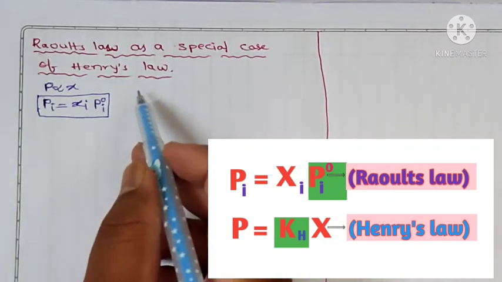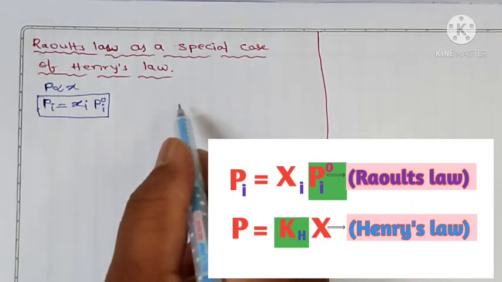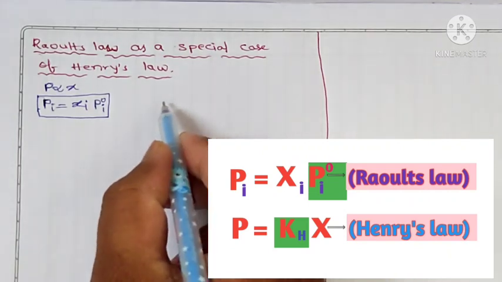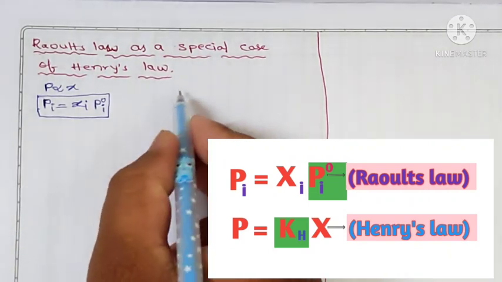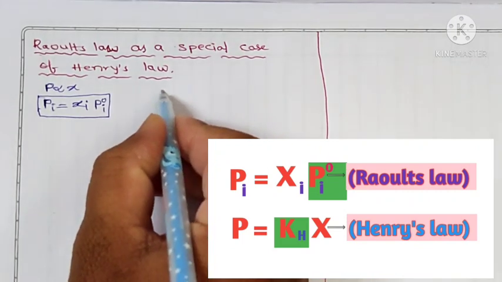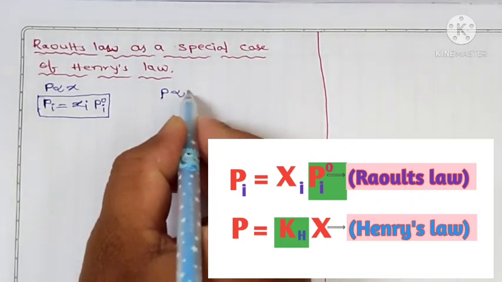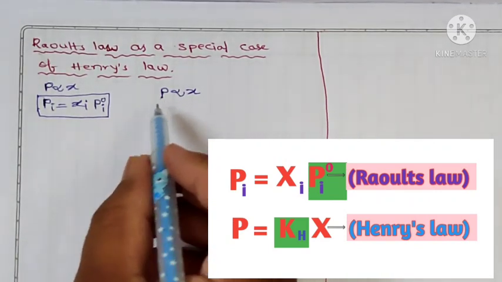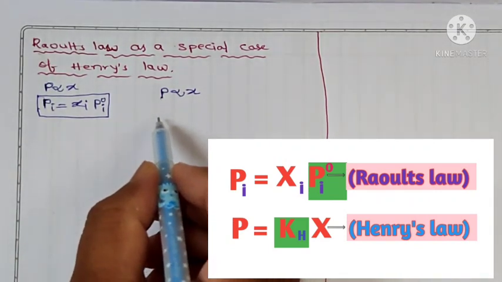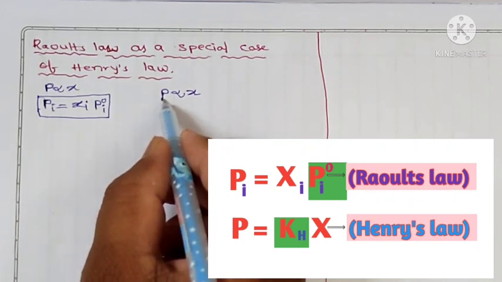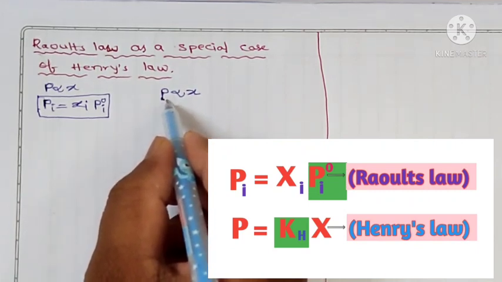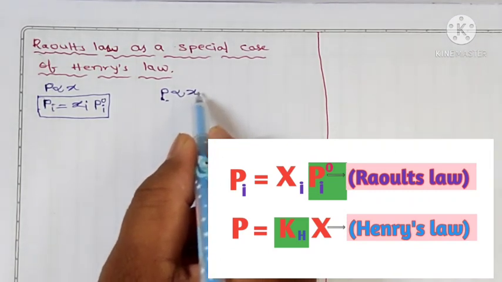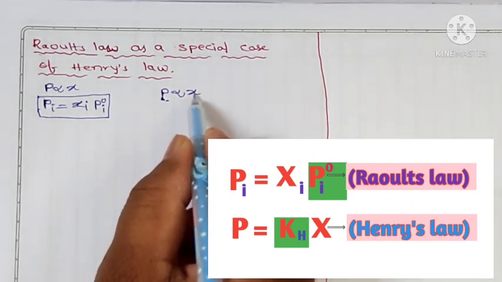So what is Henry's law? In Henry's law, the partial pressure of a gas in vapor phase is directly proportional to its mole fraction. So here also P is directly proportional to X. The Henry's law statement is: at a constant temperature, the partial pressure of the gas in the vapor phase is directly proportional to its mole fraction in the solution.